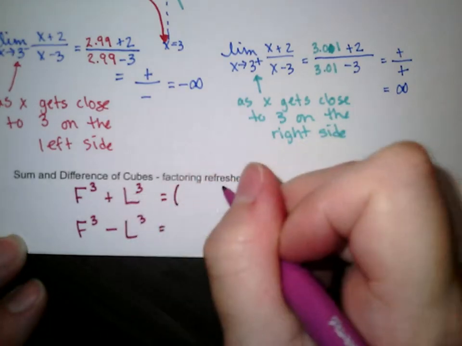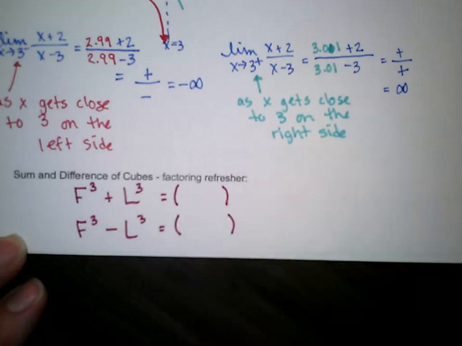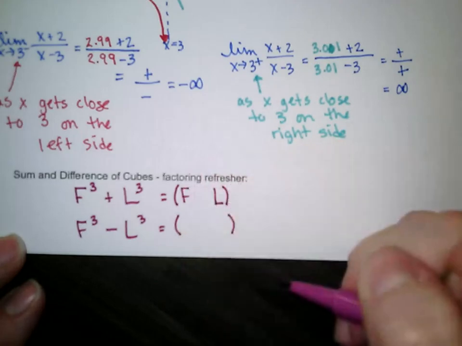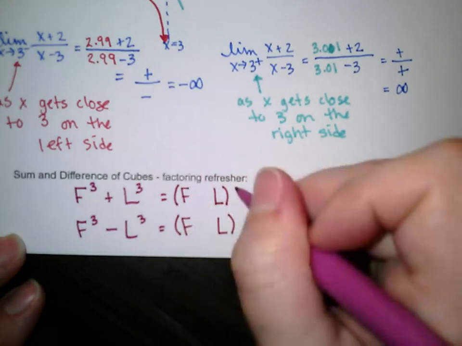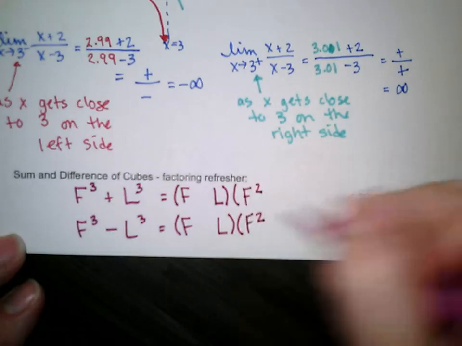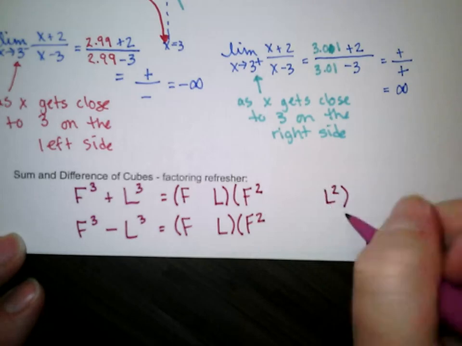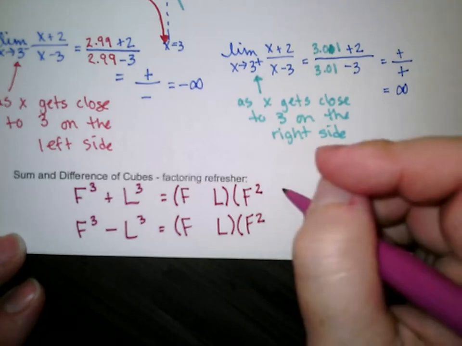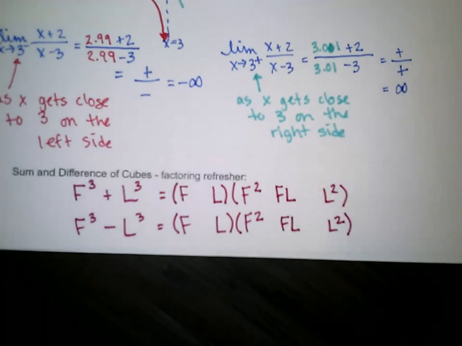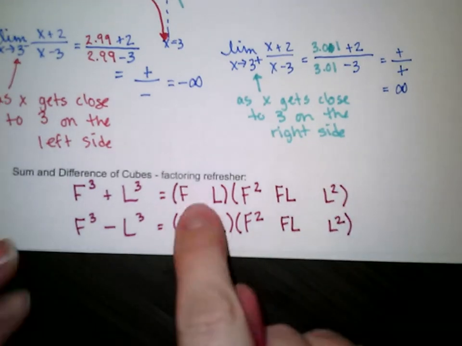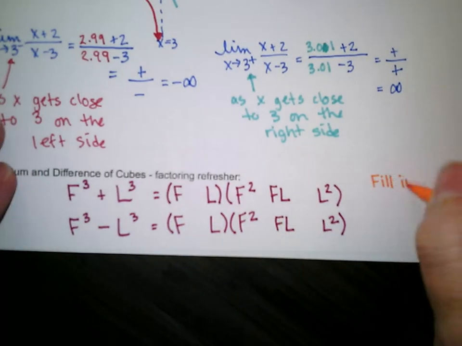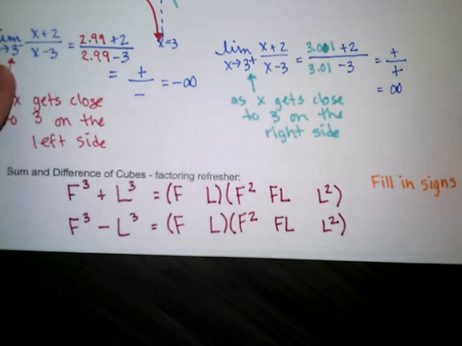So the pattern is always going to be the same for the numbers. We first have a binomial that starts with f and ends with L for both patterns. Then we have a trinomial that starts with f squared and ends with L squared, and in the middle has f times L. Then we have spaces for 1, 2, 3 signs. So what we're going to fill in the signs with is SOAP.